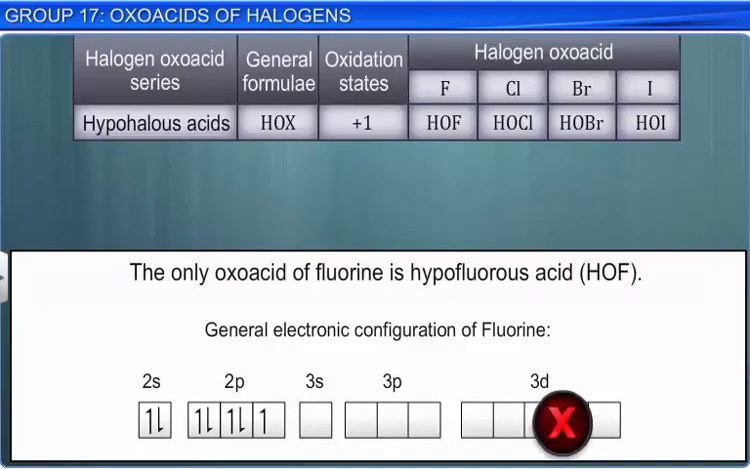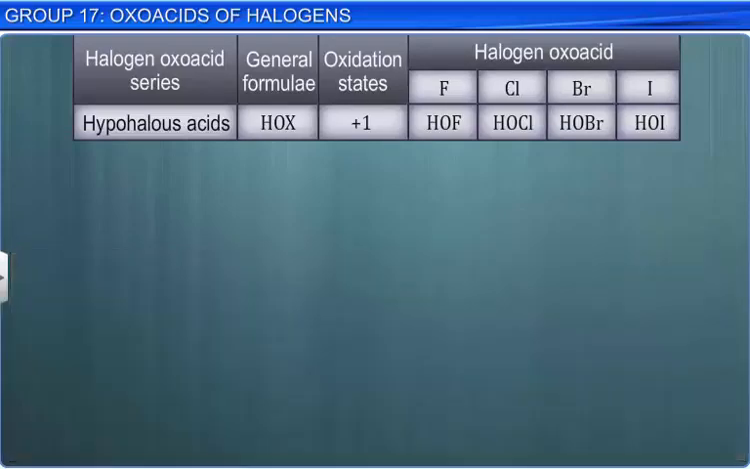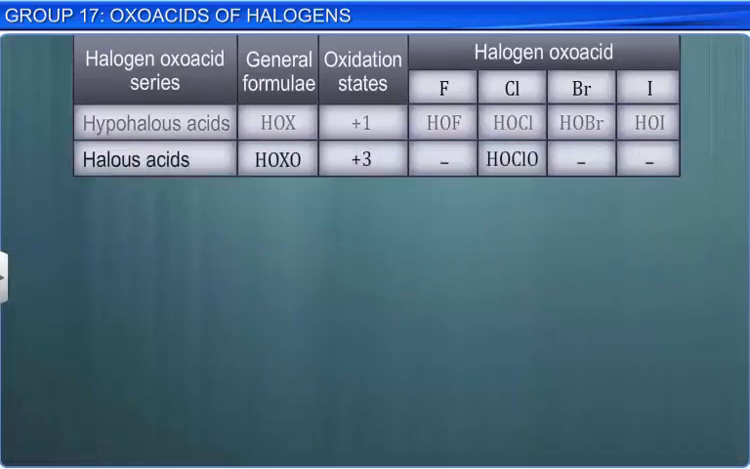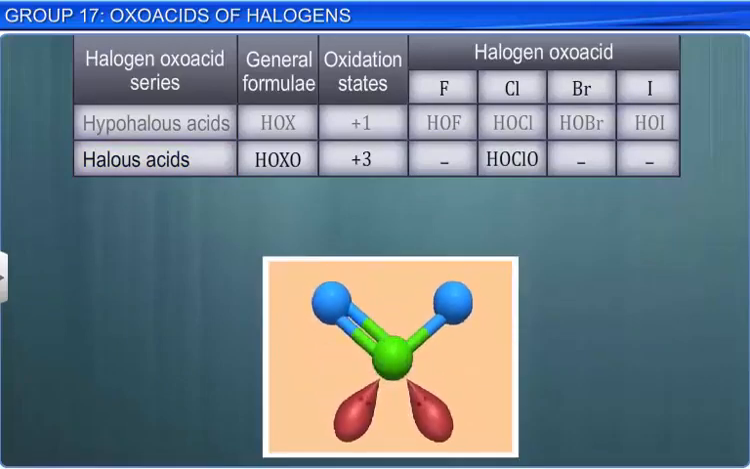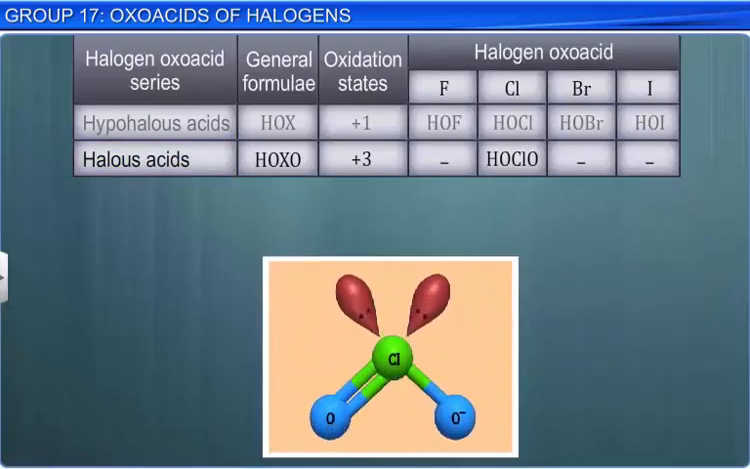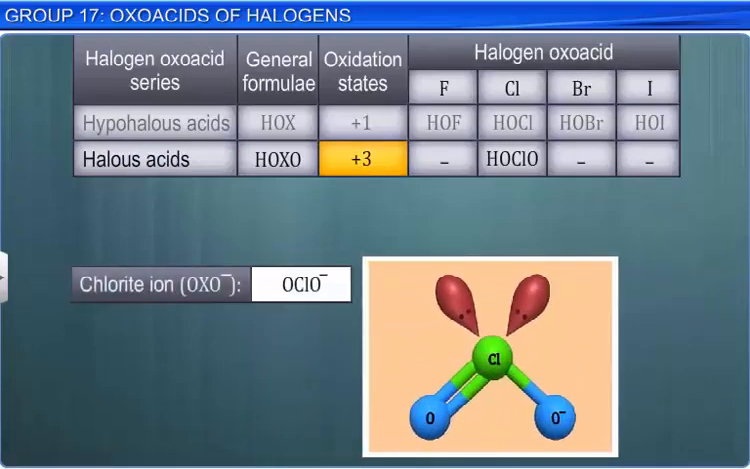The second series, that is, halous acids, includes only chlorous acid. The chlorine in chlorous acid has the oxidation state of +3. The chlorite ion has a V shape owing to the presence of 2 lone pairs on the central chlorine atom.